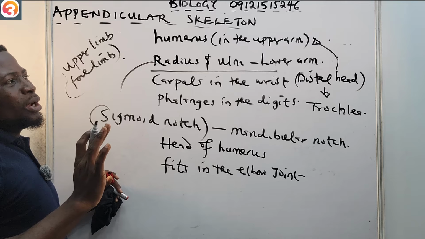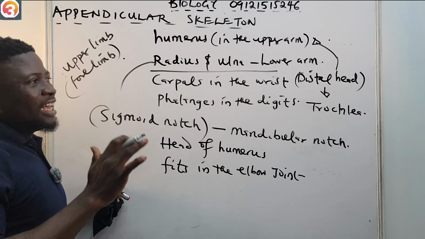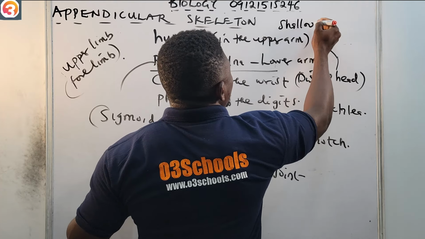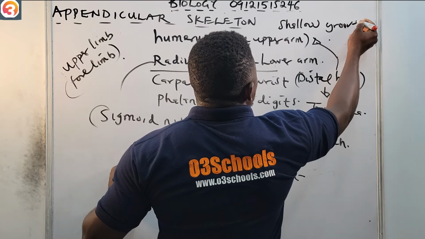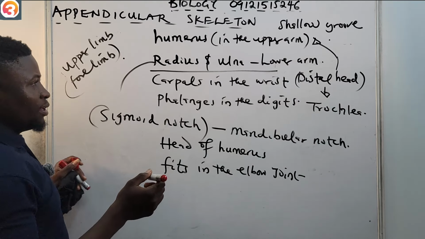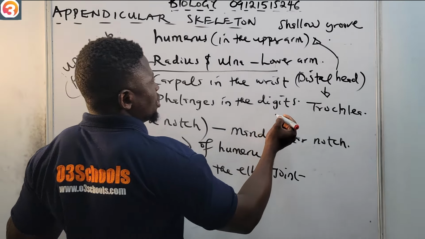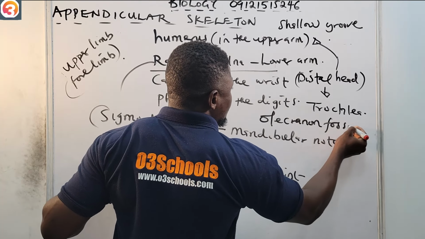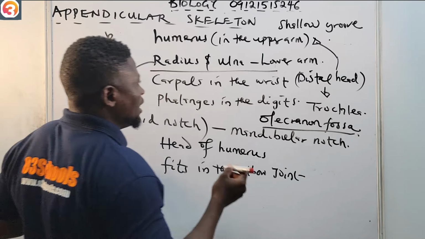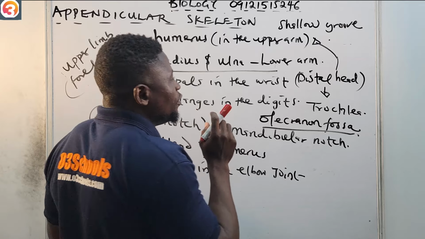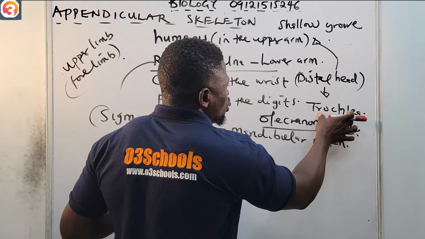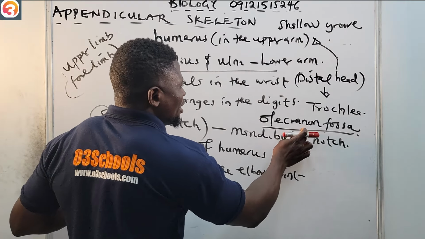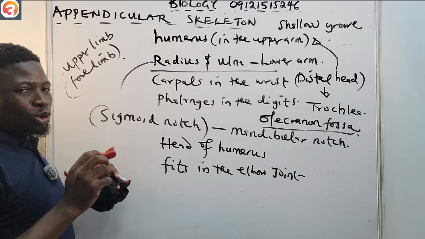It also has a shallow groove, S-H-A-L-L-O-W, known as the olecranon fossa. Please take note of that. So the distal head of the humerus consists of the trochlea, and it also has a shallow groove that is known as the olecranon fossa. Please take note of that.